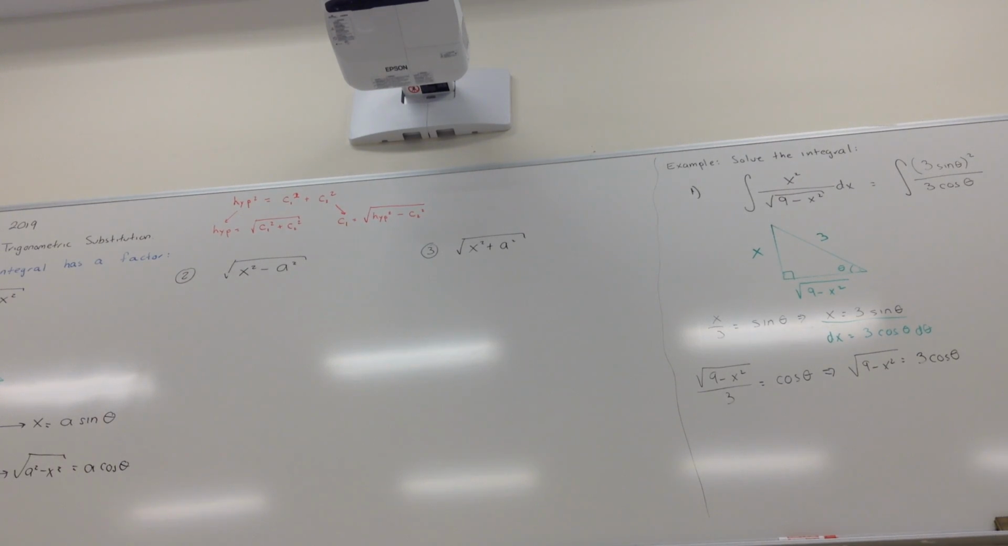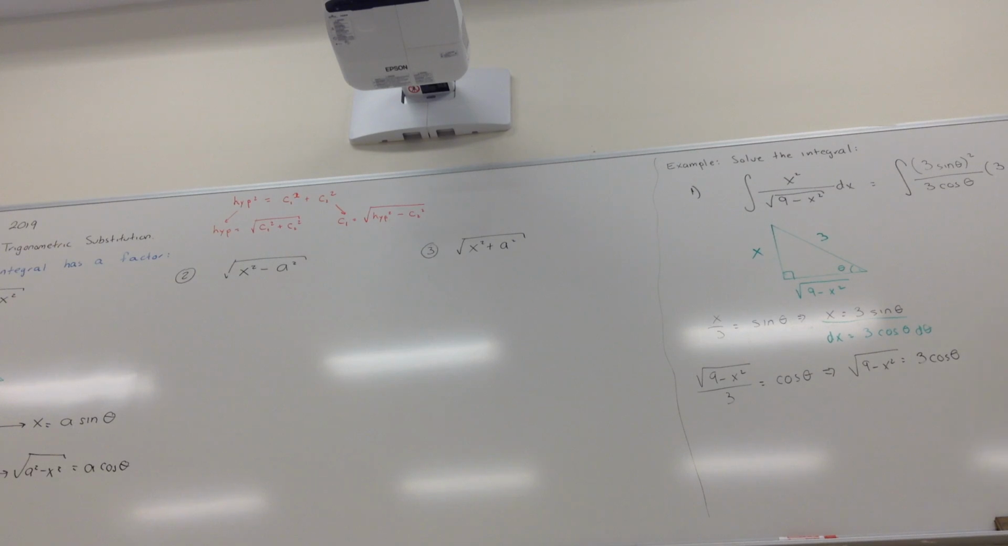In theta. So, 3 cosine of theta instead of the dx. Coincidence? Well, that's because of the function. The dx has to use what x is equal to. That's why you need it isolated. Good. Questions so far?